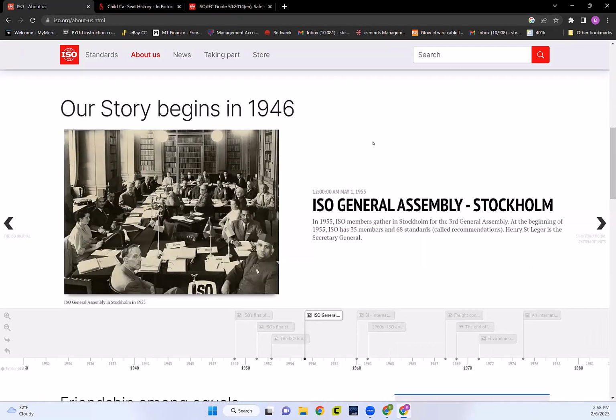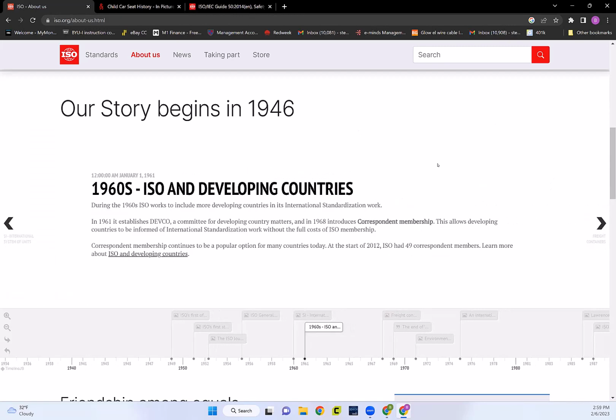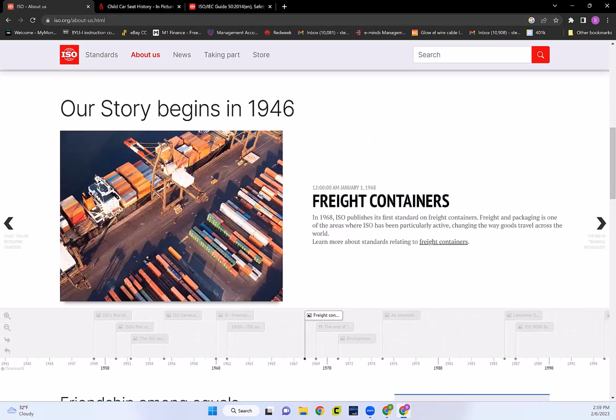They had the General Assembly in Stockholm in 1955. ISO at the time had 35 members with 68 standards. Again, these were recommendations that they reviewed. They talk about the international system of units. If we look at ISO brake flares, that is an ISO standard for the brake flare. If you've ever done a brake flare and it's ISO, well, that was created by this international organization. They start pushing out a little bit more.